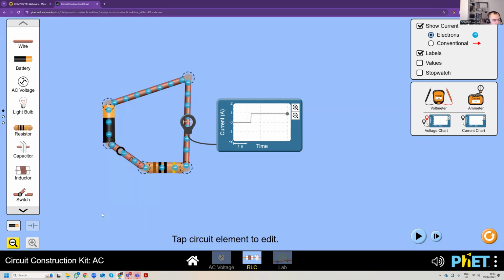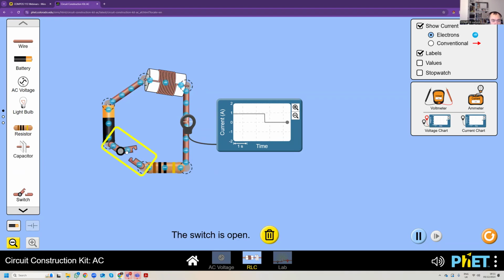Can I undo? No, I can't undo. Okay. But if you have an inductor and you measure the current, it goes like this. Once again.